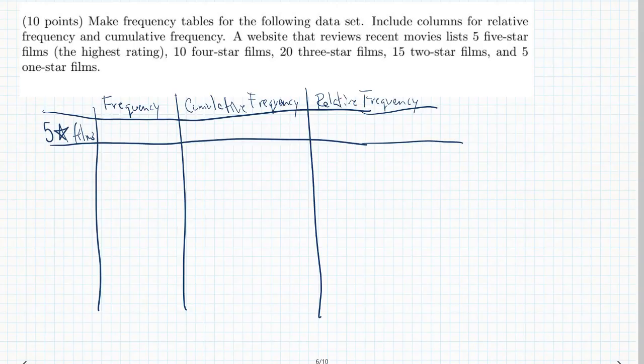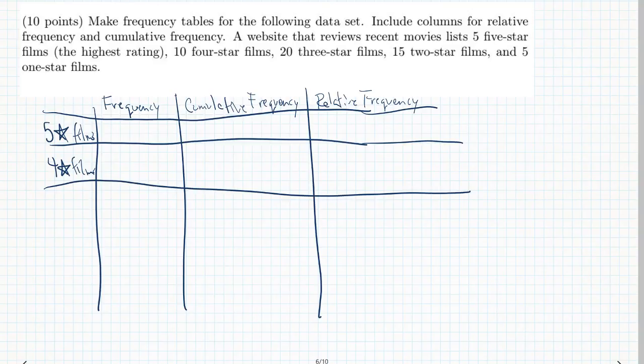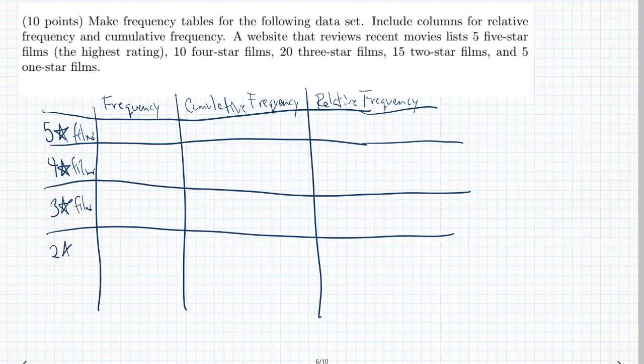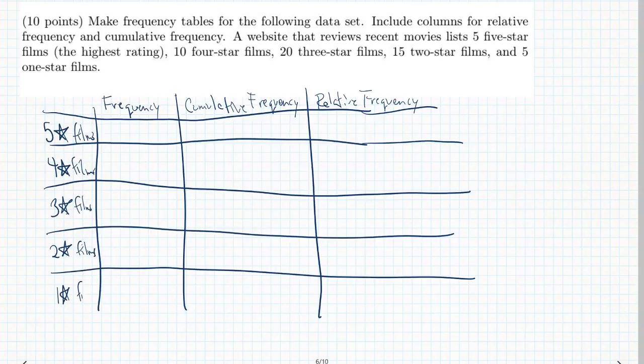Okay, so 5-star films, and then we have 4-star films is our next category. And then 3-star films. Two-star films. And then 1-star films. Frequency. Okay, website that reviews the recent movies lists 5 5-star films. So that means our frequency of the 5-star films, that means we have 5 of those 5 stars.